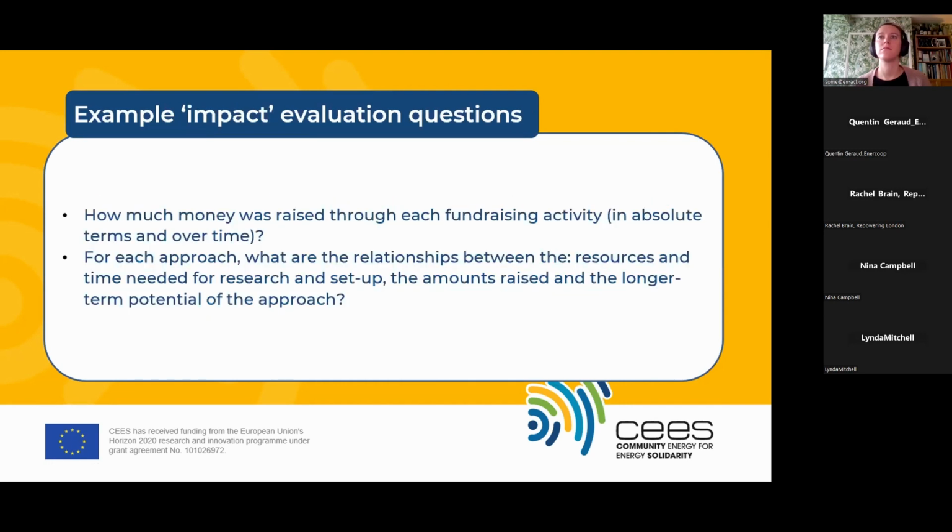In terms of the impacts, obviously, we would want to know something about how much money was raised through each fundraising activity, perhaps relative to the objectives over time. But we found it quite helpful to think about the relationships between the amount of effort, in terms of resources and time and so on, that's needed to set up a particular way of doing things, and the amounts of money that's been raised. And in the context of CEES, that's very much what we'll be focusing on between now and the end of the evaluation period.